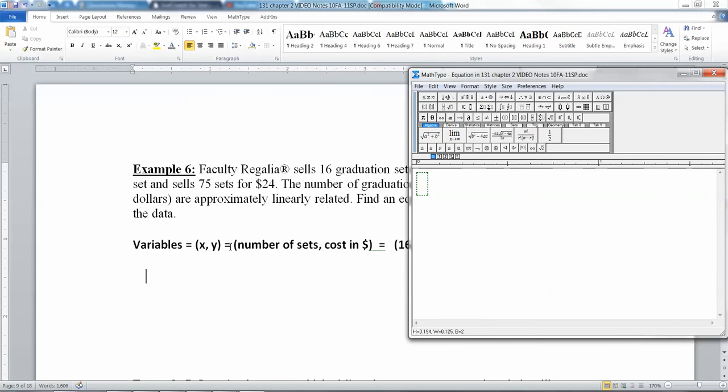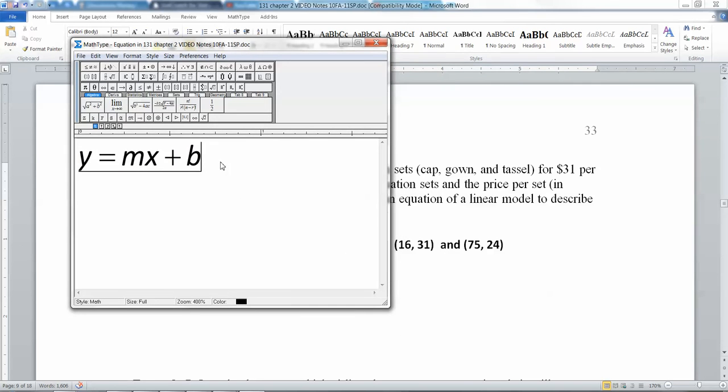Okay, so we're going to need y equals mx plus b. It's a linear model, so I know it's got to be of that type. Now, I've got to find m. M is y2 minus y1 over x2 minus x1. I messed up there a little.